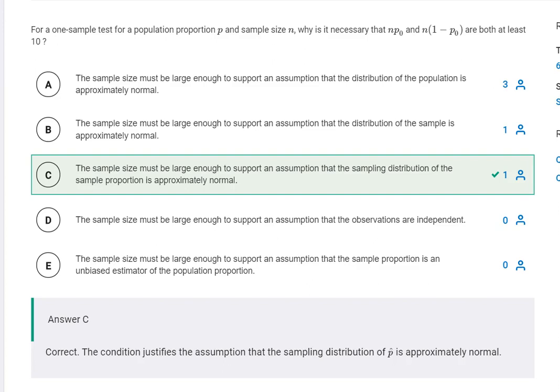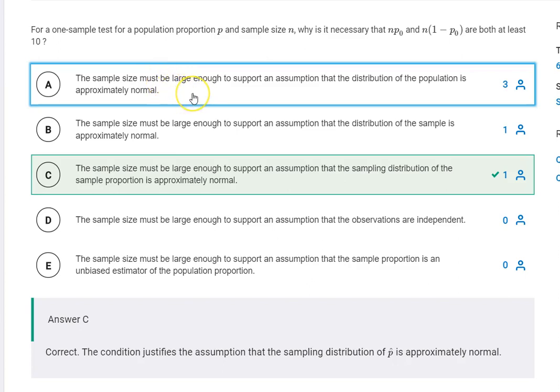Okay, this is the condition that guarantees that the shape of our model, the sampling distribution for sample proportions, is approximately normal. So that is answer C. The sample size must be large enough to support an assumption that the sampling distribution of the sample proportion is approximately normal. So let's talk about why some of the other answers are wrong.